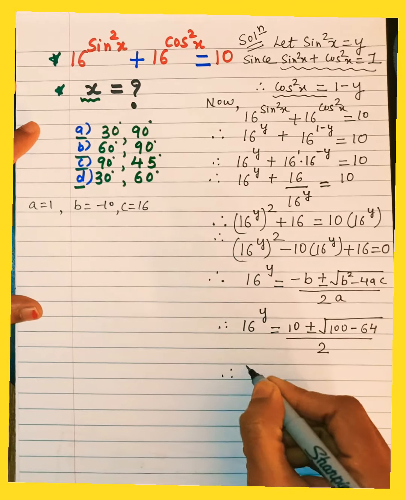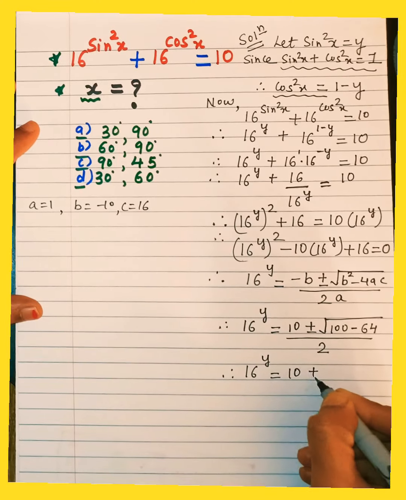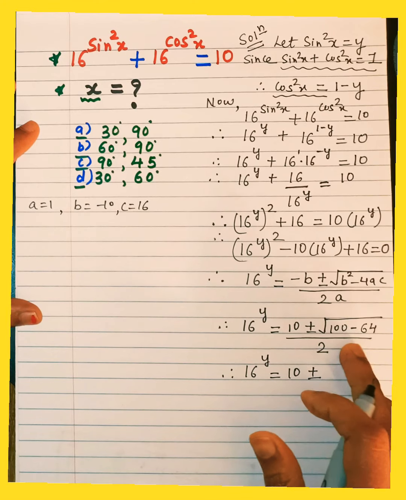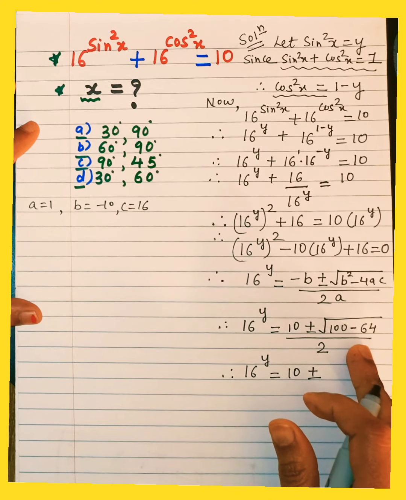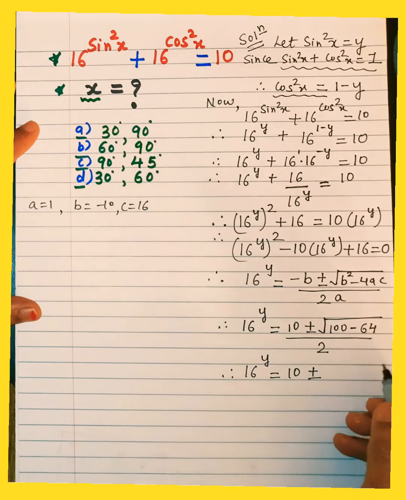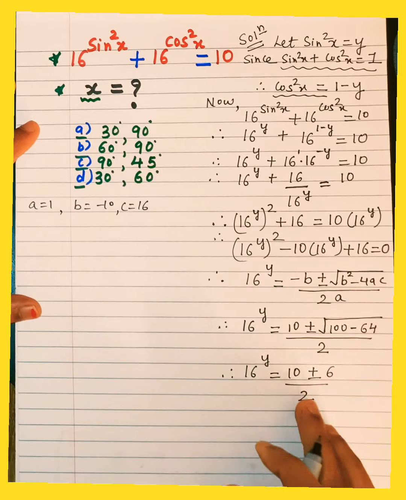Now moving ahead, so we will get 16 raised to y equals 10 plus or minus. If you solve this, 100 minus 64, what will you get? The answer will be 36, and 36 is a perfect square number. So the square root of 36 will be 6 upon 2. Okay, so you are getting this.